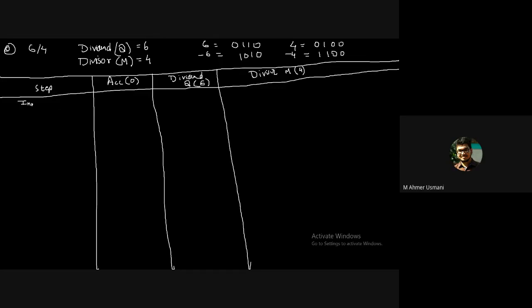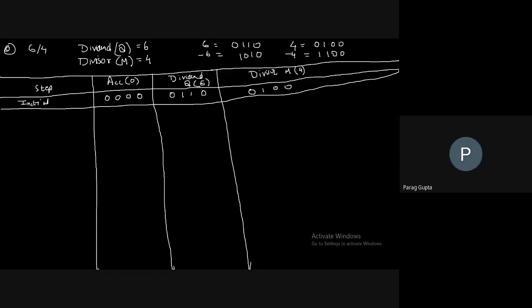So initialize all the registers in binary. What will come in the accumulator? We have 4 zeros. What will we have in dividend? 0 0 1 1 0. And divisor will be having 0 1 0 0. Is this clear? Is the initial step clear to you? Yes. Okay. Yes, sir.